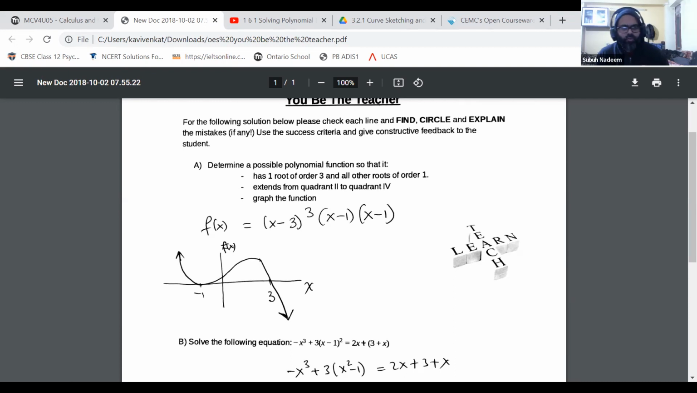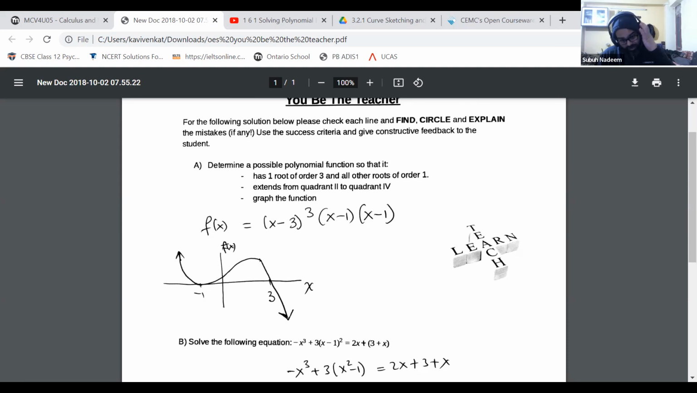Extends from quadrant 2 to quadrant 4, that is fine. It is extending from quadrant 2 to quadrant 4. Give a graph of the function. So again, since they have taken the function wrong, that's why the graph is also wrong for that function. If you take this function, it will start from plus infinity. So it will start from quadrant 1 and it will go like this. But it says extends from quadrant 2 to quadrant 4, right?